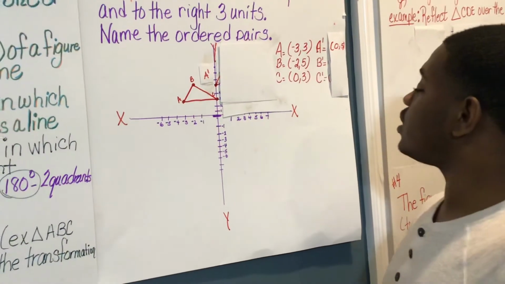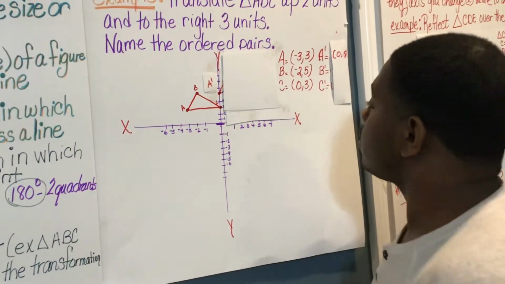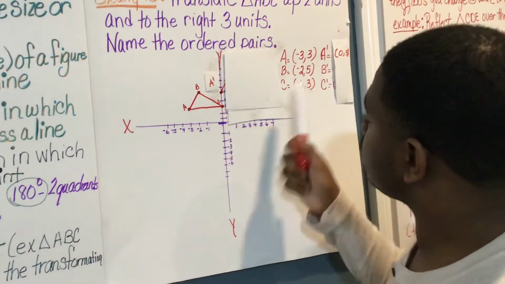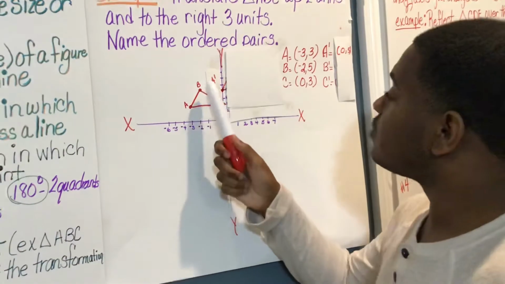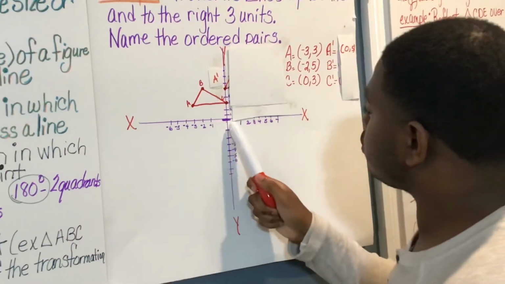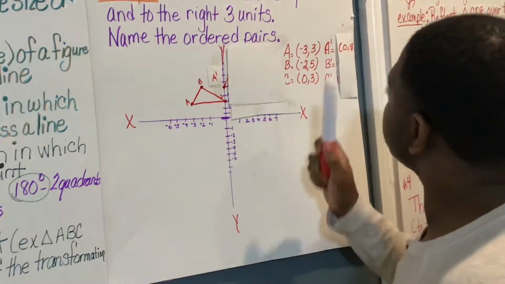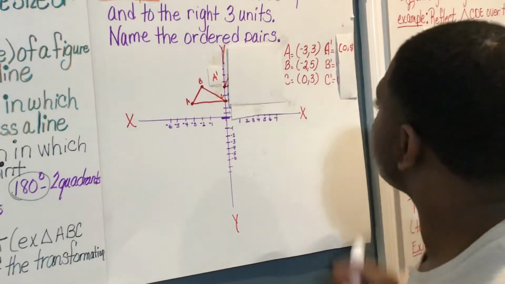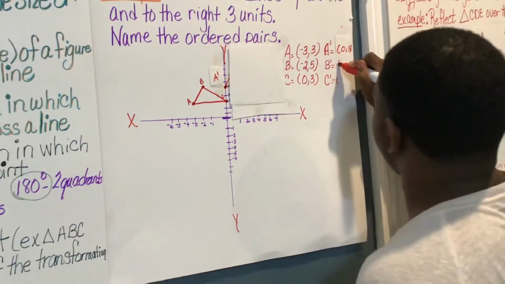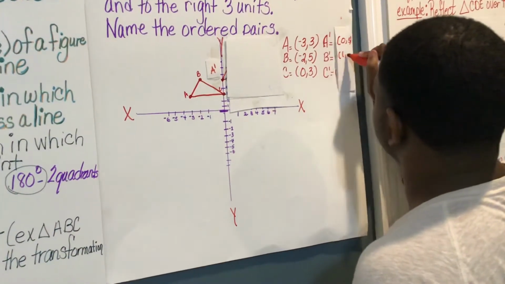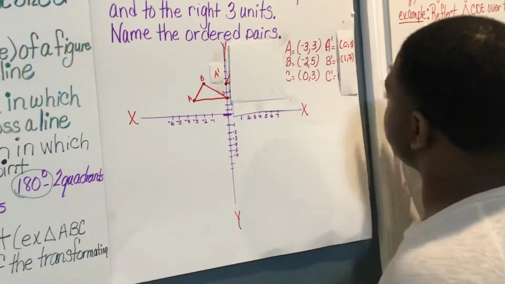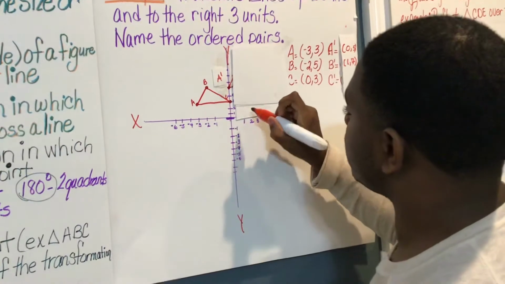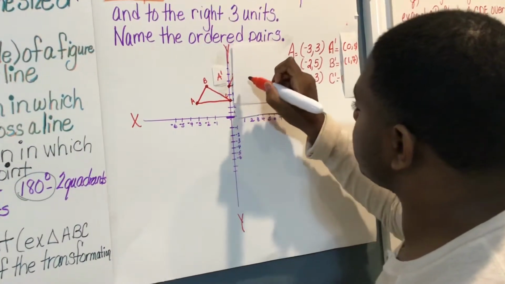Next, we move on to B prime. And that's negative 2, comma 5. 1, 2, 3. And the y value 5 is up 2, so that would be 7. So our B prime value will be positive 1, comma 7. 1, 2, 3, 4, 5, 6, 7.